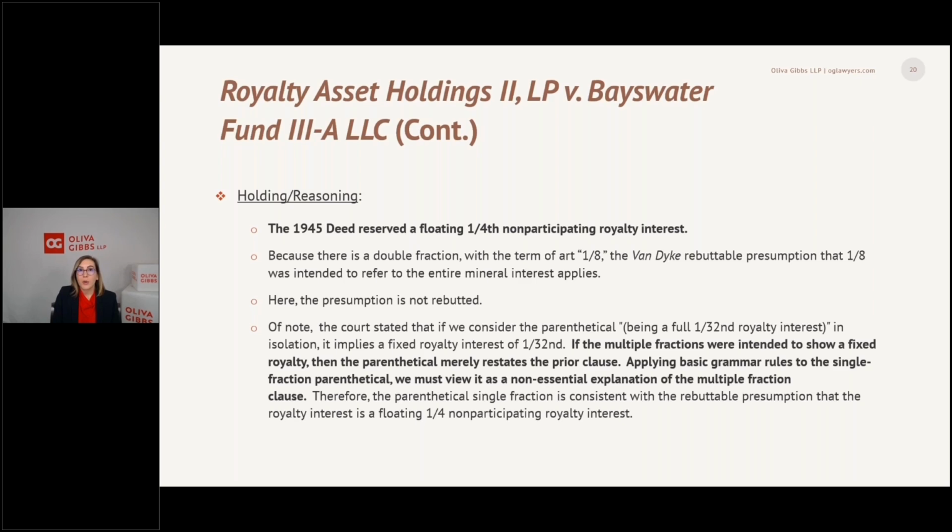So there was nothing that parties could point to within the 4 corners of the document that pointed to the fact that the double fraction was nothing more than a double fraction. Of note, and this is what I found most interesting in this case, is that the court stated if we were to consider the parenthetical, quote, being a full 1/32 royalty interest, quote, in isolation, it implies a fixed royalty interest of 1/32. If a multiple fraction was intended to show a fixed royalty, then the parenthetical would merely be restating the prior clause. So, in applying basic grammar principles to the single fraction parenthetical, we must view it as a non-essential explanation of the multiple fraction clause.